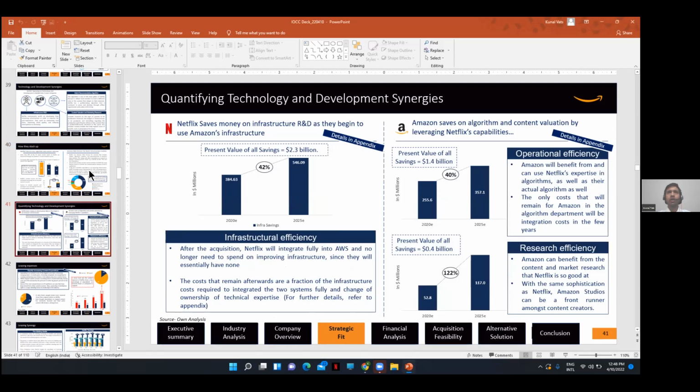Infrastructure wise, Netflix will save money as they begin to use Amazon infrastructure, because Amazon, as I mentioned, has a robust offering of Amazon Web Services. Amazon can save on algorithm and content valuation, which Netflix is so good at, because we all know that Amazon would need help on the recommendations algorithm. And in terms of what to produce and how to produce it and when to produce it for what audience, I think Netflix does a phenomenal job, and that can definitely help Amazon if they're both combined.